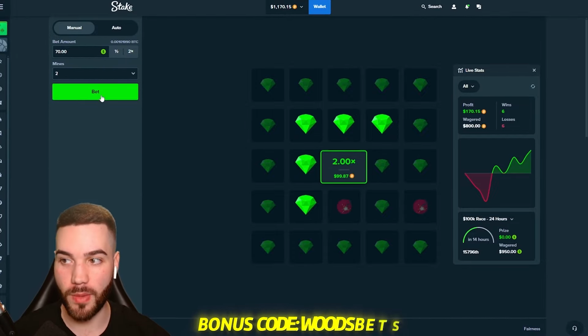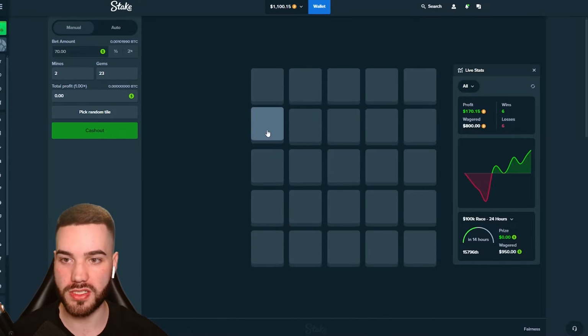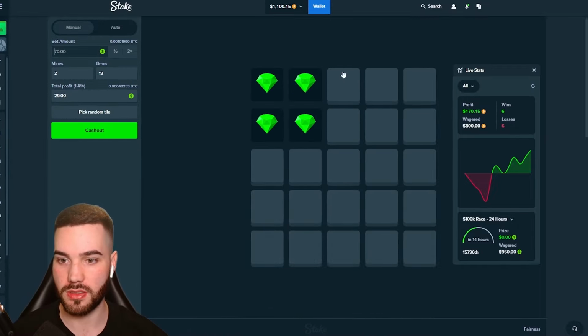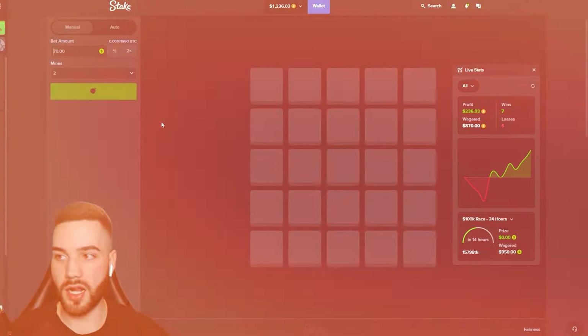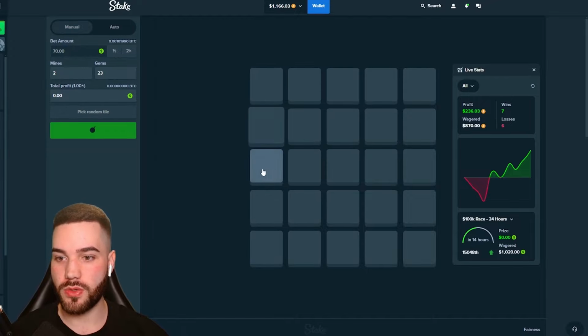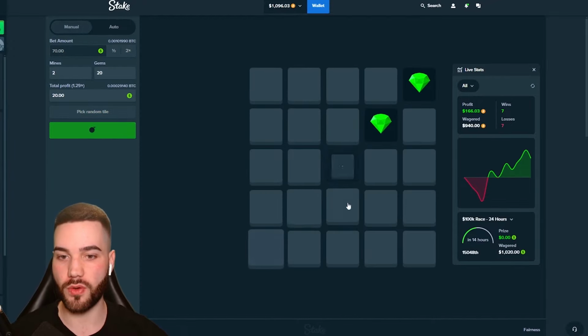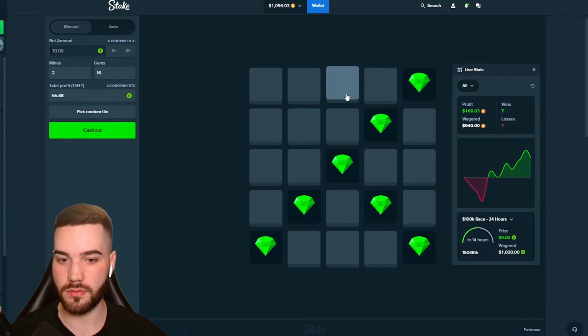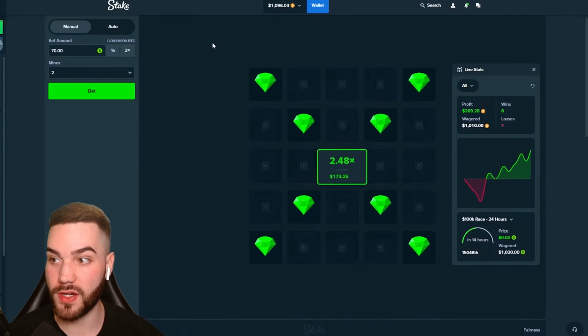Let's try 2 mines. Now, 2 mines for a 2X. We need 7 tiles. There's only 2 bombs on the board. Let's go 1, 2, 3, 4, please. 5, 6. 7, please. Nice. There we go. All right, let's try another $70. Let's go 1, 2, 3, 4, 5. No, that's not good. We need this one. 1, 2, 3, 4, 5, 6, 7, 8, 9. Nice. $100 profit on a $70 bet.